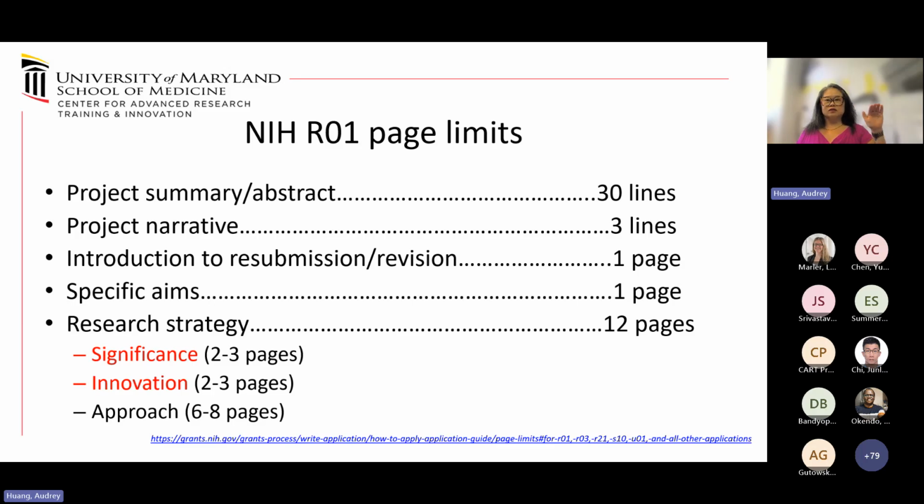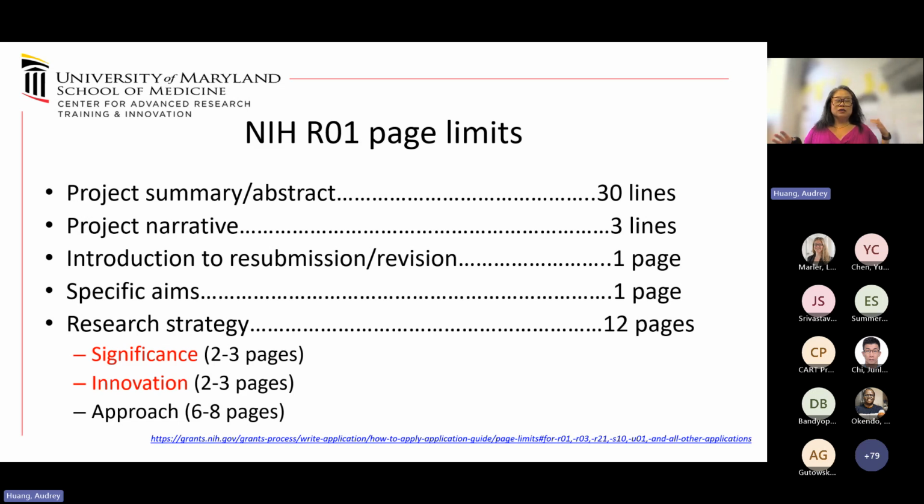So the rest of it, the body of the grant, the actual proposal, is the research strategy. And there's 3 sections to that: the significance, the innovation, and the approach. The page numbers in the parentheses are what I and my colleagues recommend to early stage investigators to try to aim for as you're writing your first few grants.